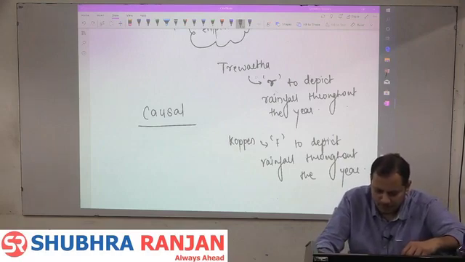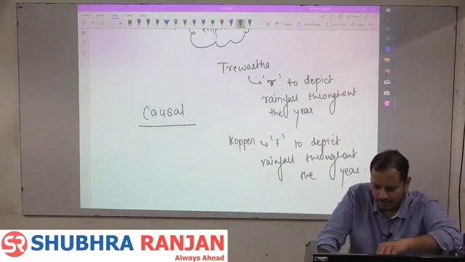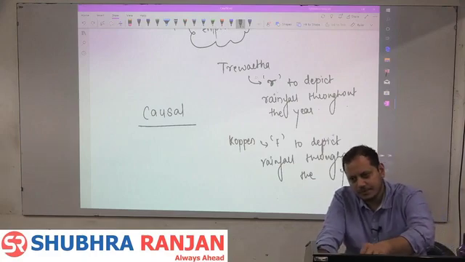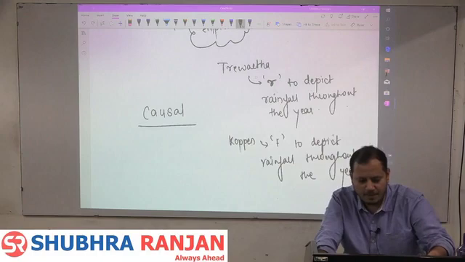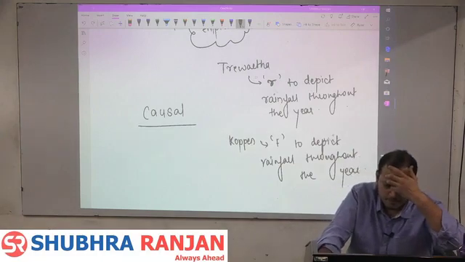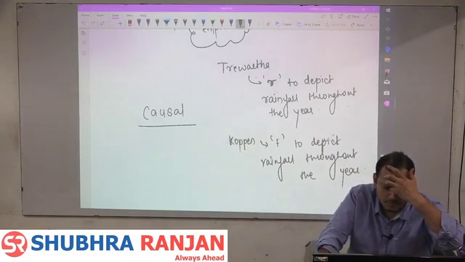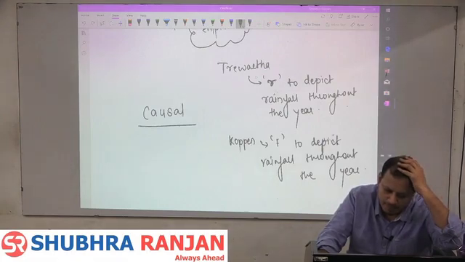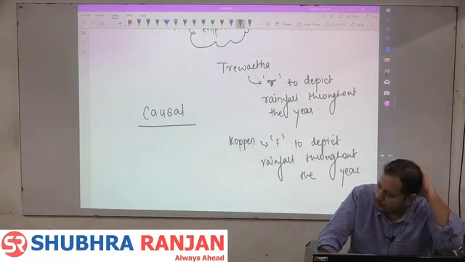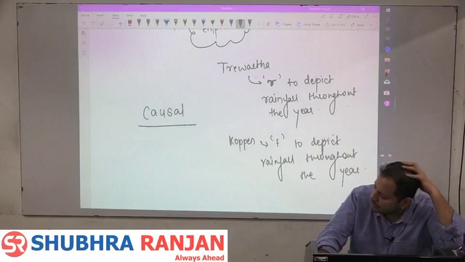Depict the rainfall throughout the year. Getting it? Next point. Conclusion. You take one more point, which is not written yet, before writing the conclusion.